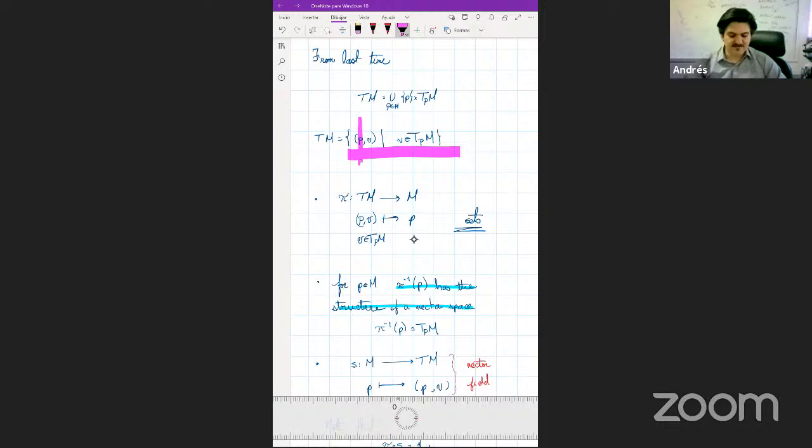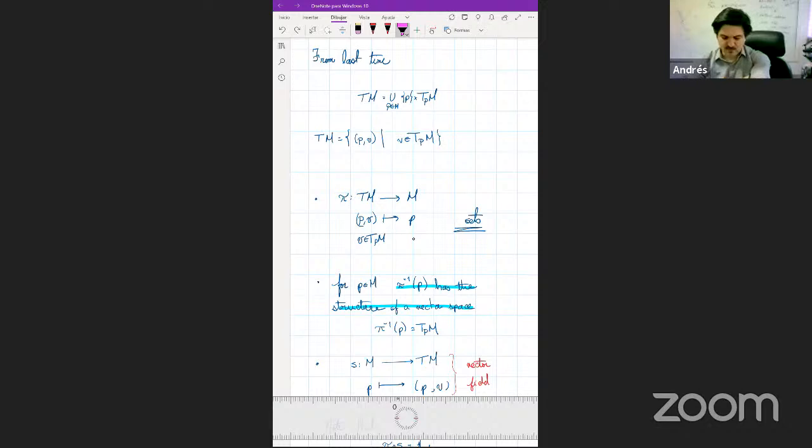So P moves along the manifold. So let's assume that the manifold has dimension n. So here you have n parameters for the point P in the manifold. And now V moves in the tangent space to the point that has the same dimension as the manifold. Thus, this is going to have dimension twice the dimension of M. Okay?